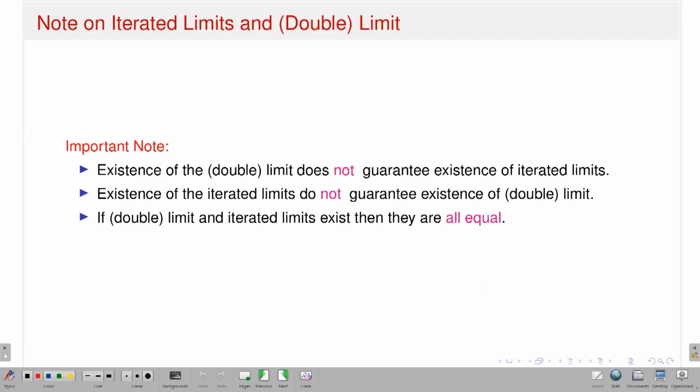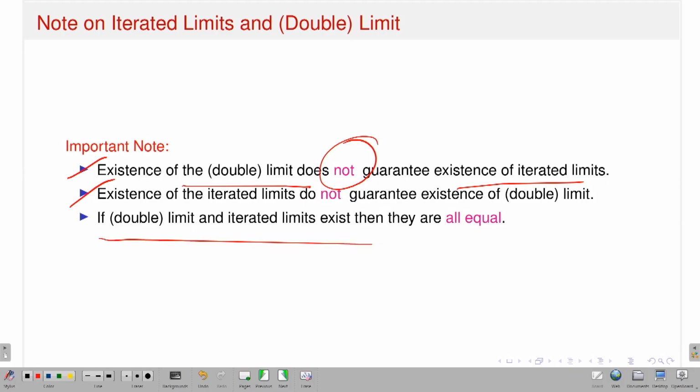So this is the note on iterated limits and double limits, what it says. This is very important. First, existence of the double limit does not guarantee the existence of iterated limits. That means I have an example of a function where the double limit exists but the iterated limit does not exist. Second, existence of iterated limits does not guarantee the existence of the double limit. I will also have an example where the iterated limit exists but the double limit does not exist.